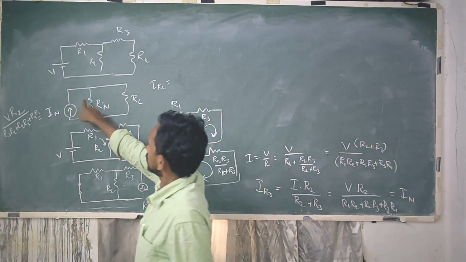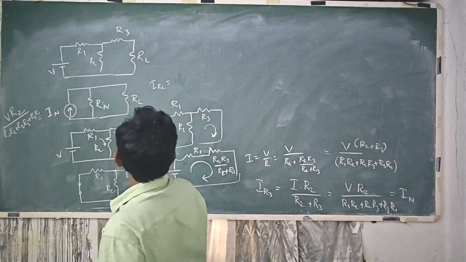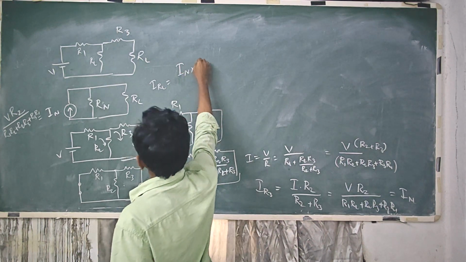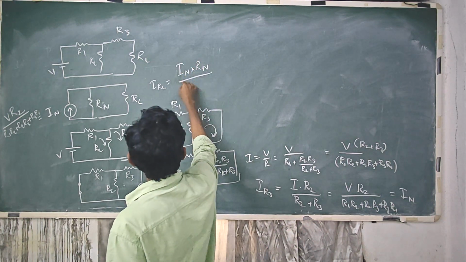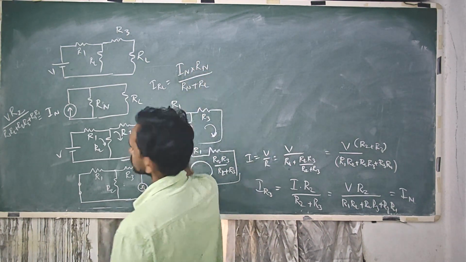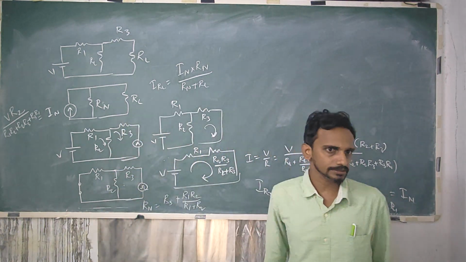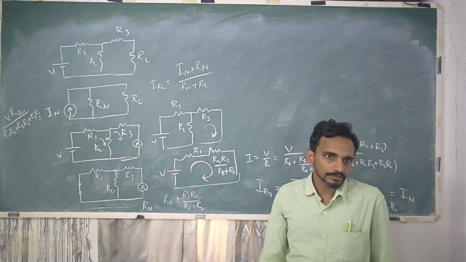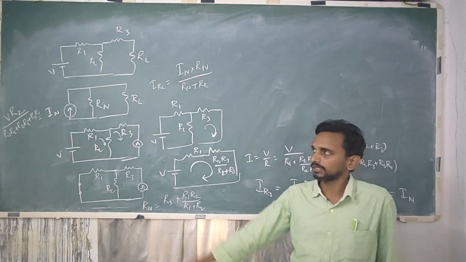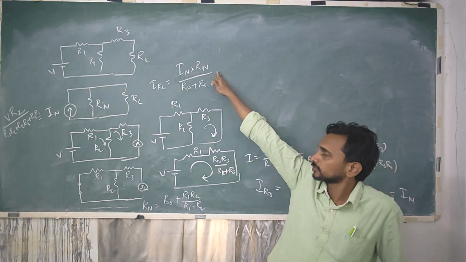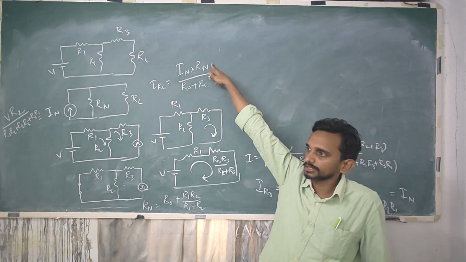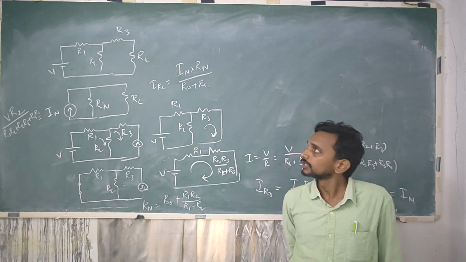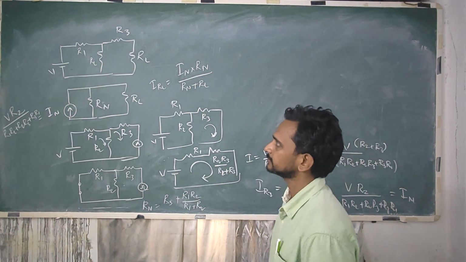So it is IN multiplied by Rn plus RL. You have to use the opposite resistance. So IN Rn by Rn plus RL. Because at that point current divides into two portions and you have to use the other resistance to measure the current through the given resistance. So what do you get?